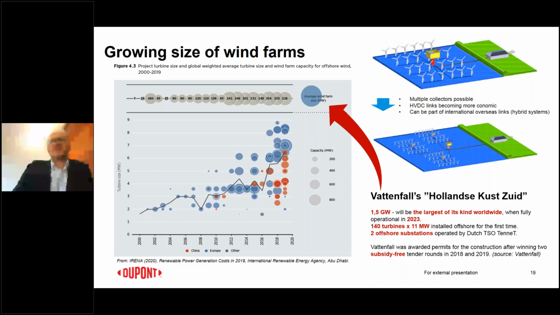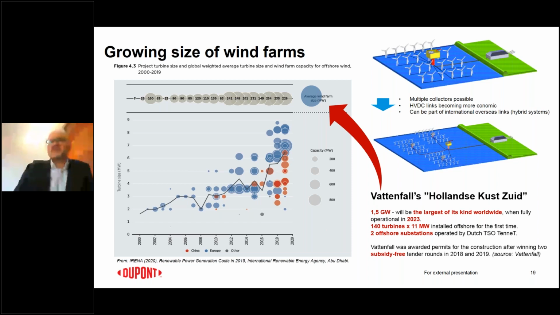And the pictures on the top right also show the trend. Historically, the collector substations were designed for collecting the power from the entire wind farm and transferring the power to the coast.